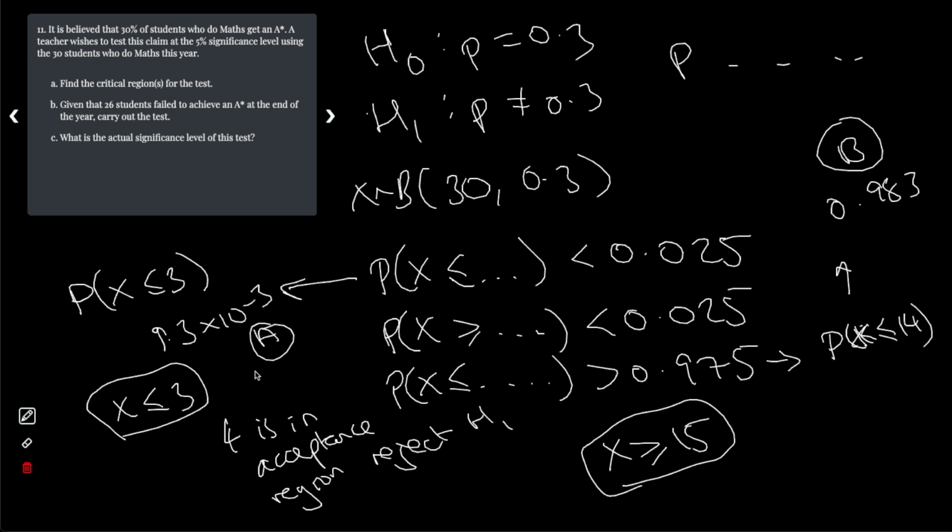So the actual significance level is just the probability of the two critical values added together. So that's one of the probabilities, A, and the other one is 1 minus B, because the critical region is greater than or equal to 15. So this is less than or equal to 14, so I want to do 1 minus B, and I want to add A to that. And that's going to give me an actual significance level of 0.0263.